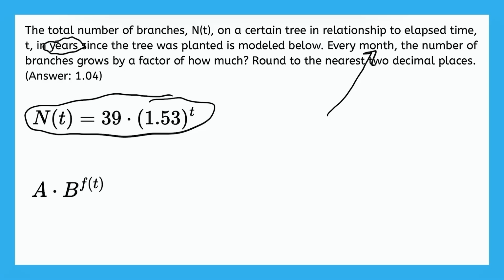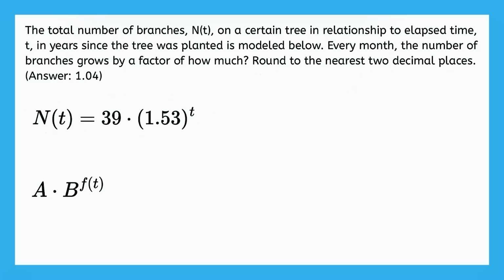Now, if you remember, hopefully you do, that when we say by a factor of how much, that is much easier to find than the percent because there's no hassle of conversion at that point. We just find the value of b to the power of f of t, and that is the factor that we're talking about. And this time we need to round to the nearest 2 decimal places. So first things first, let's convert these units, months, into years, and then we'll have all of the same units, that is years. So we'll be speaking the same language throughout the whole problem.